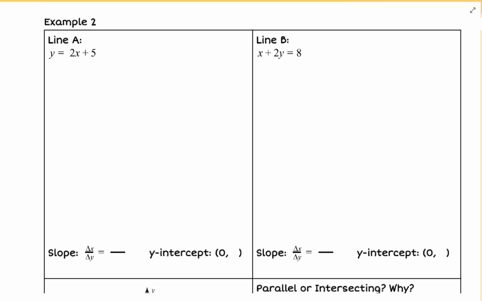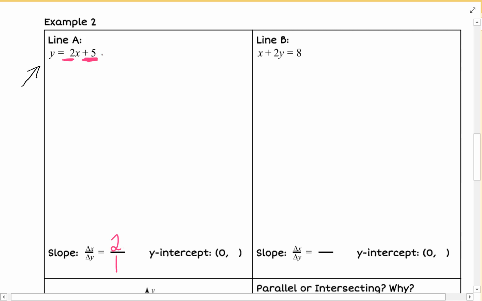Let's try another one. All right, is it in slope-intercept form? Yes, y is by itself. So let's decide, what are my slope and y-intercept? The slope is the number that is in front of that x, so 2. I like my slope to be a fraction, so I'm going to write it as 2 over 1. The y-intercept is the number that does not have an x attached to it, and that would be a positive 5.